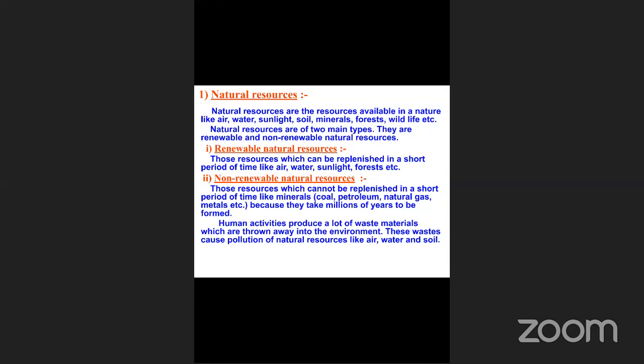Now this is the large resource list that we are going to see today. Yesterday I started. Natural resources are available in nature, like minerals, forest.